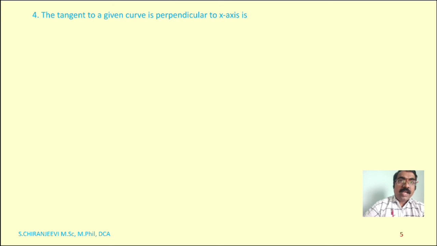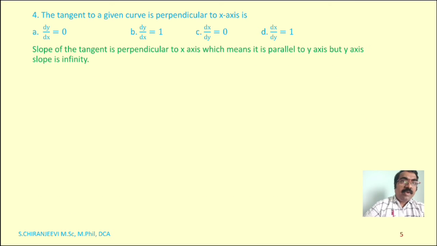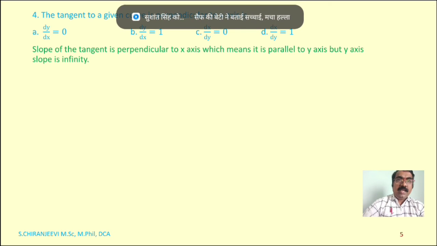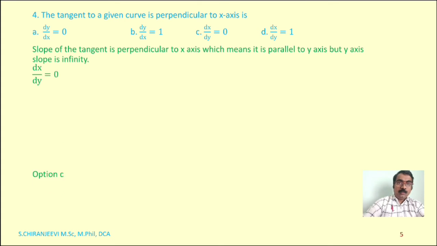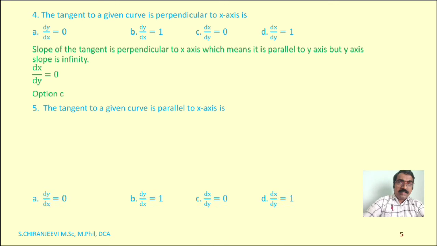Fourth one, the tangent to a given curve is perpendicular to x-axis is. See here, perpendicular is nothing but slope of the tangent is perpendicular to x-axis, which is parallel to y-axis. So but y-axis slope is infinity. So which is nothing but dx by dy equal to 0. Option C.